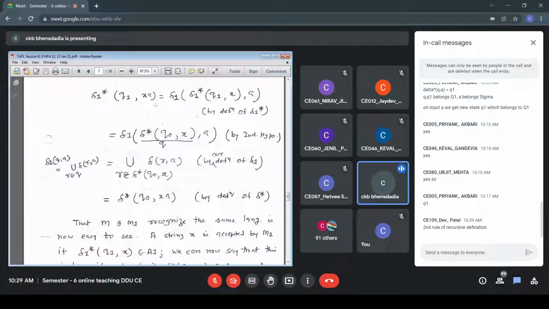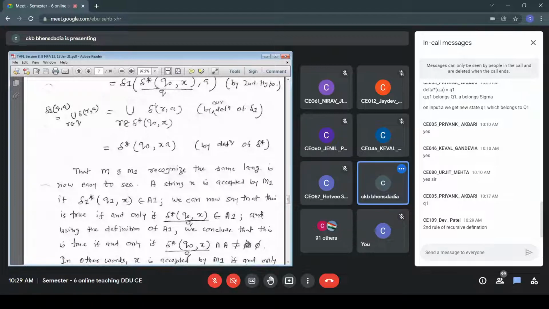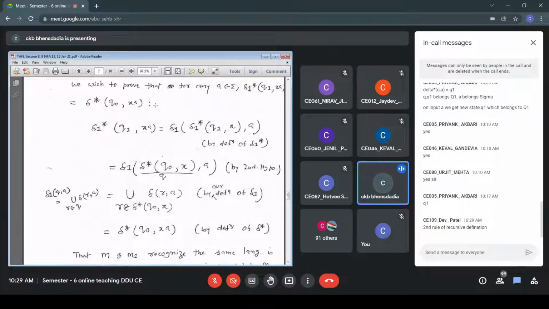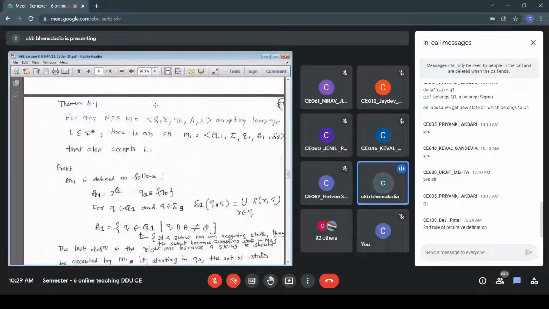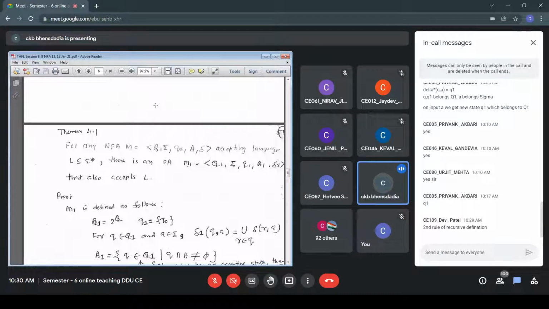Now this is true if and only if delta star Q0 X belongs to A1. Already we have proved delta 1 star Q1 X equals delta star Q0 X in the previous proof. So the new statement is that a string X is accepted by M1 if delta star Q0 X belongs to A1. What does something belongs to A1 mean? Let us look at the definition. As per the proposed construction, it means Q intersection A is not equal to empty set, for Q belonging to capital Q1. That is how we have defined M1.